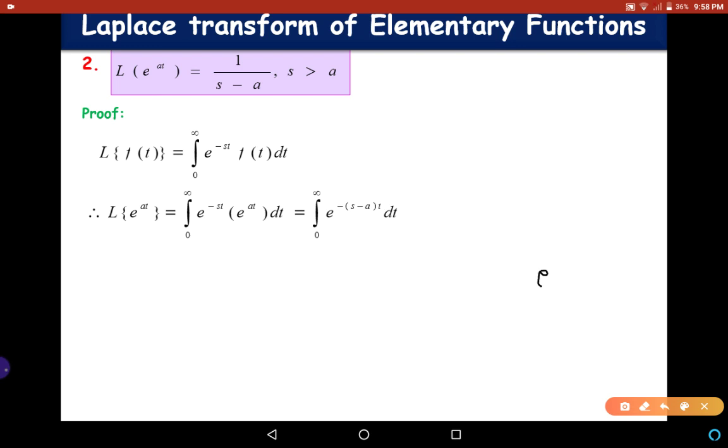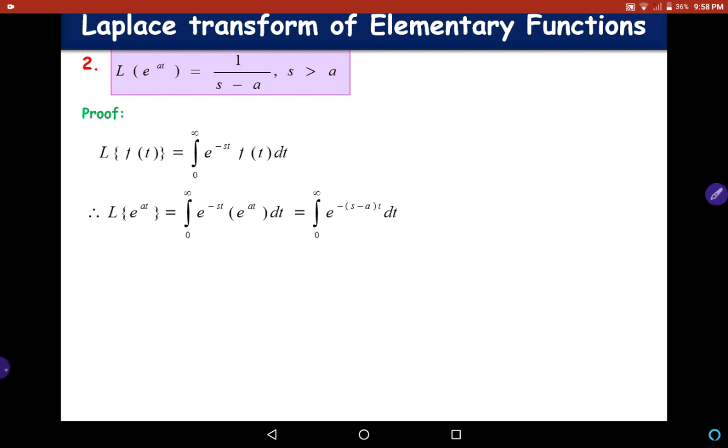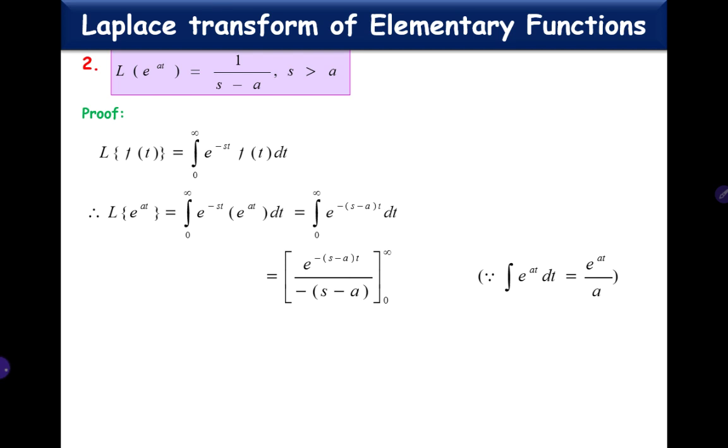because e power minus st into e power at can be written as e power minus st plus at, and if we take out minus t common, then we get e power minus t into s minus a. So that is why we wrote here e power minus of s minus a into t. And integral of e power minus of s minus a into t dt is e power minus of s minus a into t divided by minus of s minus a within the limit 0 to infinity.